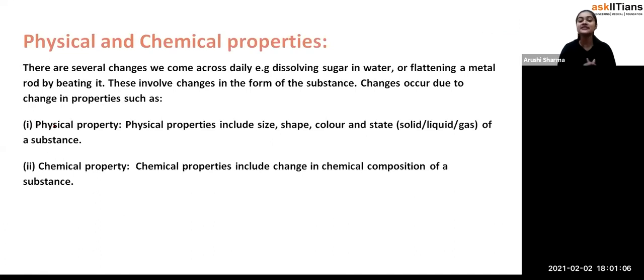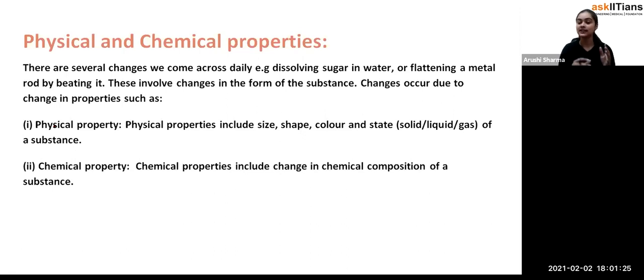Okay, now you'll say, ma'am, what are the physical properties and what are the chemical properties? How will we come to know which type of property is going to change, and then say that it is a physical change or a chemical change? Exactly. So don't worry about it. We are here to read all of these things.